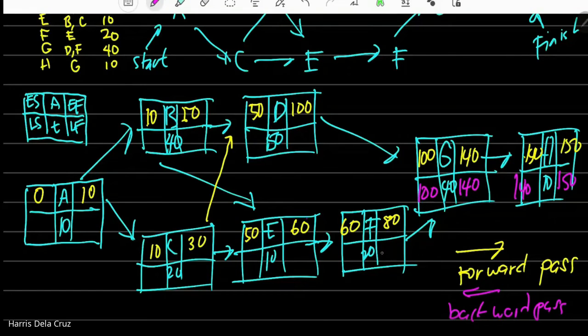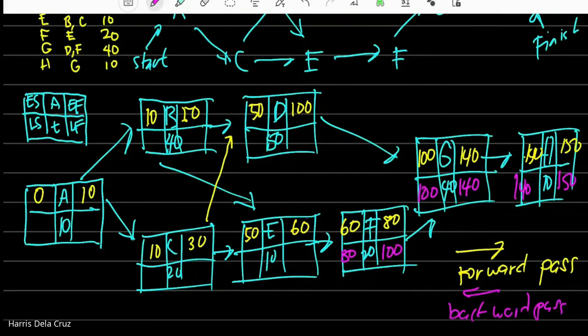So, si F, pwede siyang mag-late finish hanggang 100. 100 minus yung time para tapusin si F ay 20. So, 80 yung pinaka-late start ni F. Ibig sabihin, kung minamanage mo yung time mo, pwedeng si F, start mo ng 80. Hindi mo kailangan start ng 60. Latest possible start mo 80, para matapos ka ng 100. Kailangan mo matapos ng 100 kasi yung D matatapos din ng 100. Kumbaga, parang pinagsabay mo yung ending. Sabay sila mag-start si G.